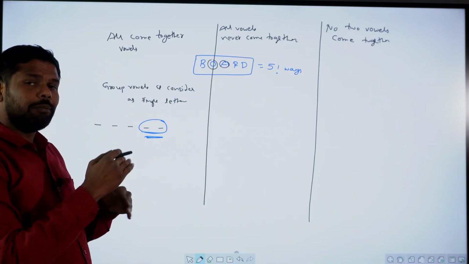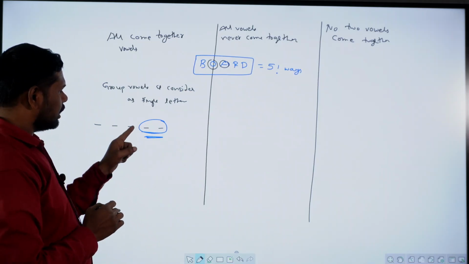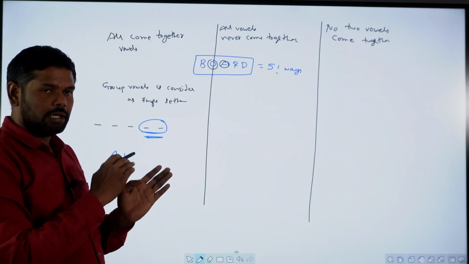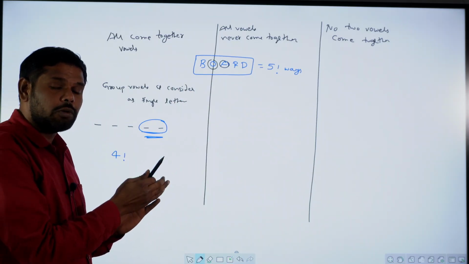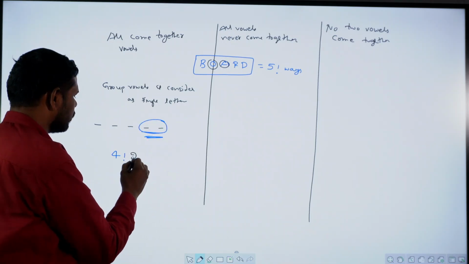4 letters can be arranged in how many ways? That means 4 factorial. Then the 2 vowels, O and A. OA is one way, AO is also one way. So the 2 vowels can be arranged among themselves in 2 factorial ways.